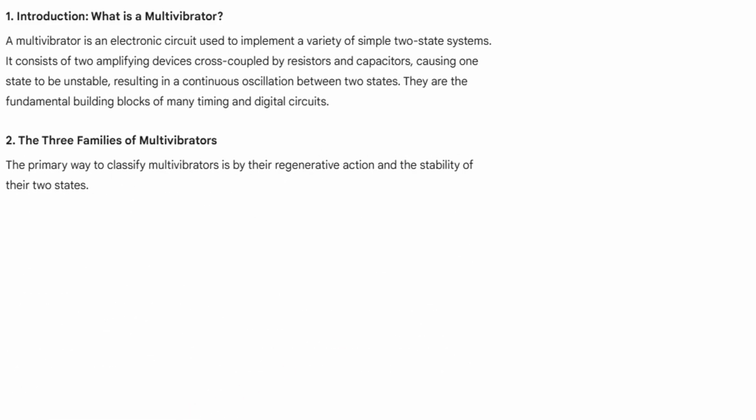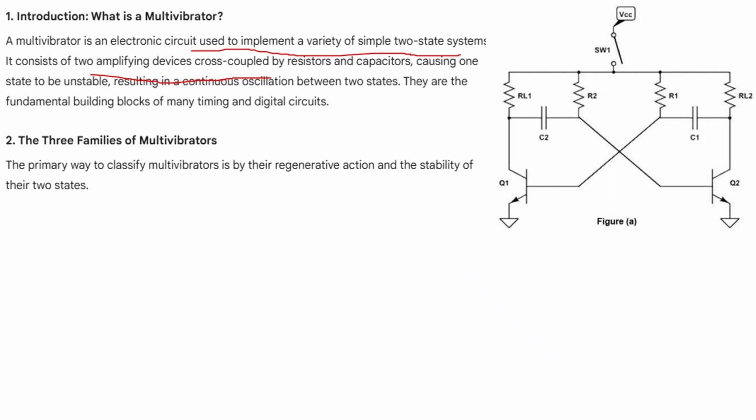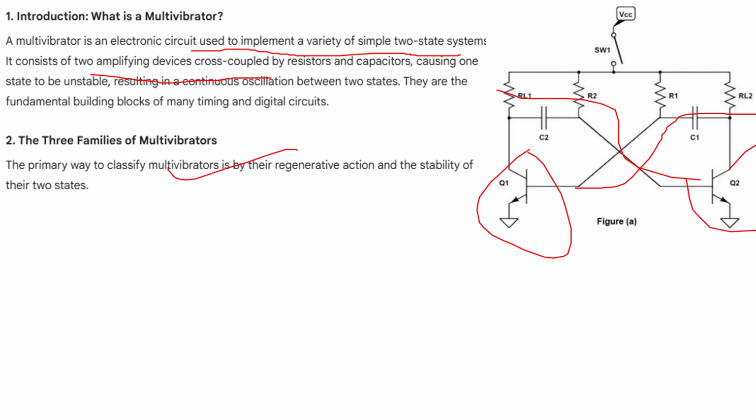So now we'll talk about the multivibrator. A multivibrator is an electronic circuit used to implement a variety of simple two-state systems. It consists of two amplifying devices cross-coupled by resistor and capacitor, causing no stable state, resulting in a continuous oscillation between the two states. So what are the types? Basically we'll have three types. Here you can check two transistors are there. Both transistors have the base terminal directly connected to the collector of the other one, with the help of two capacitors.